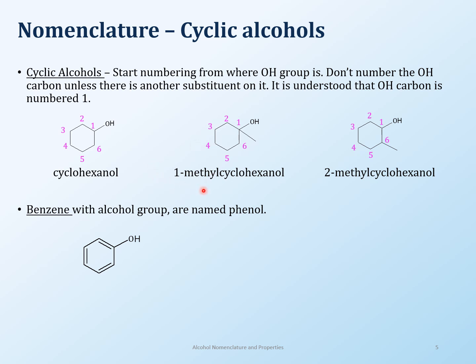So here is 1-methyl cyclohexanol, there is 2-methyl. You don't have to say one-ol at the end, because it's understood that one is where your alcohol is, okay? So it's actually incorrect to put the one there. It is definitely redundant, but you shouldn't put it, okay? It's not a good idea.